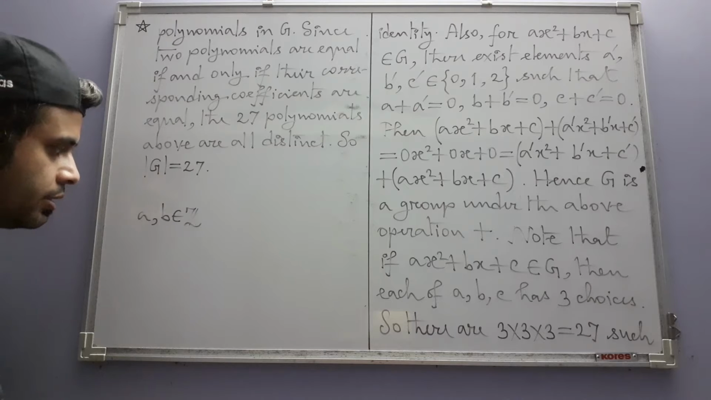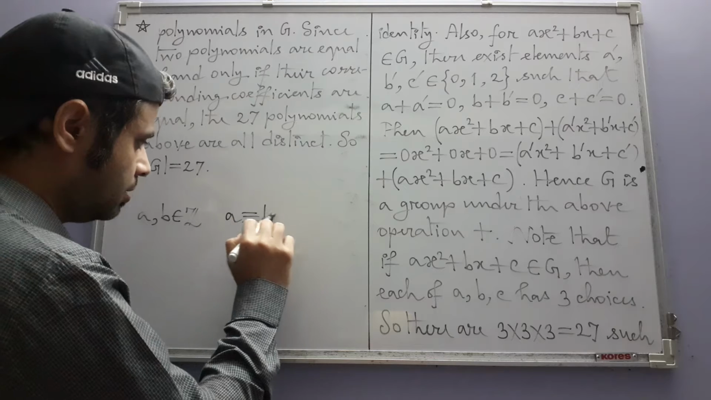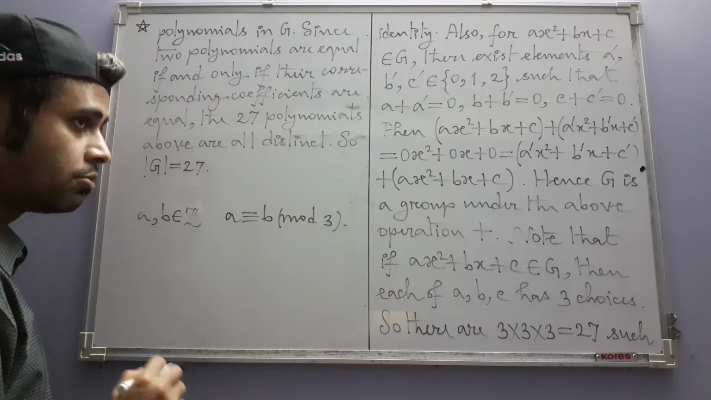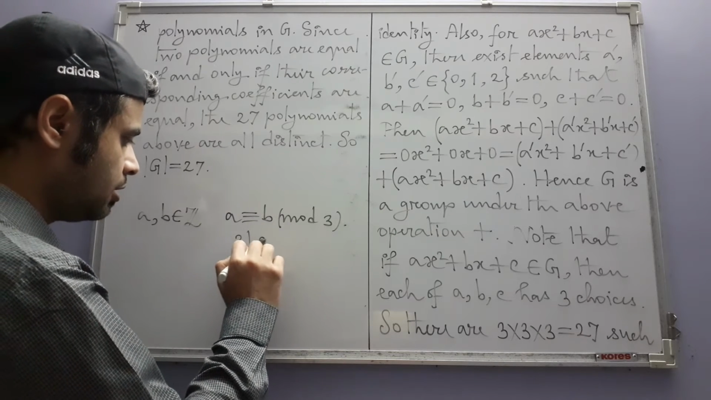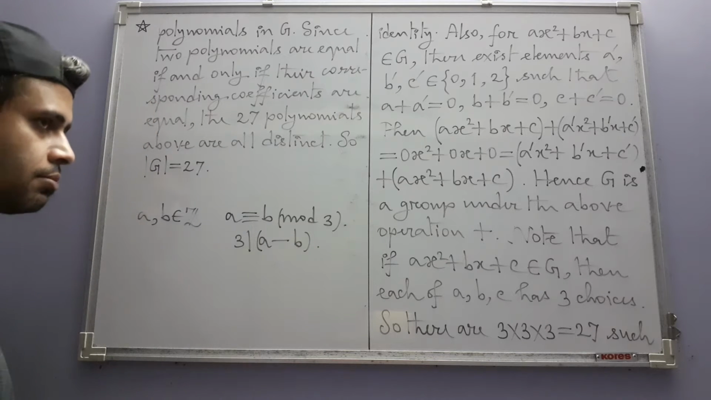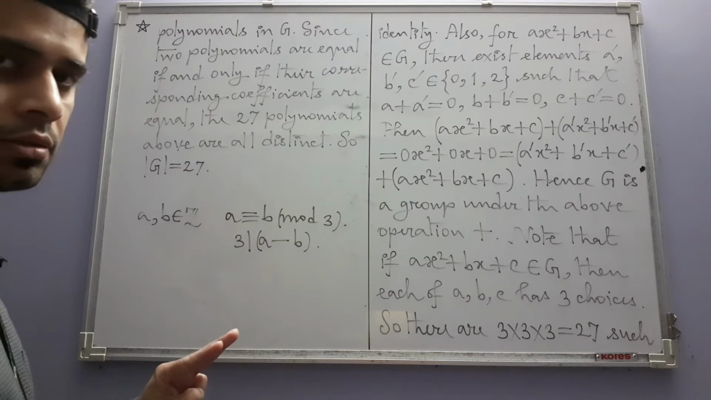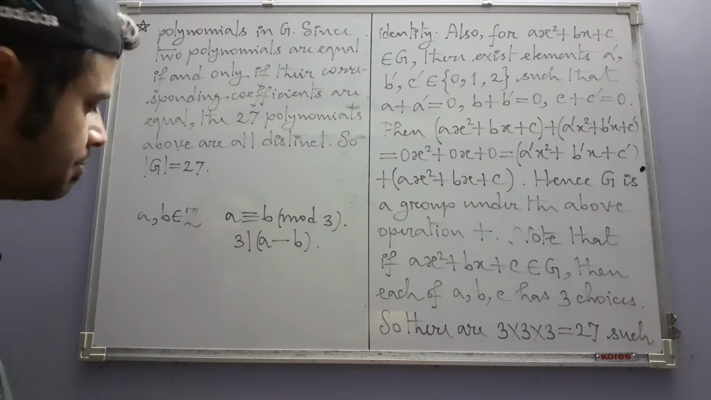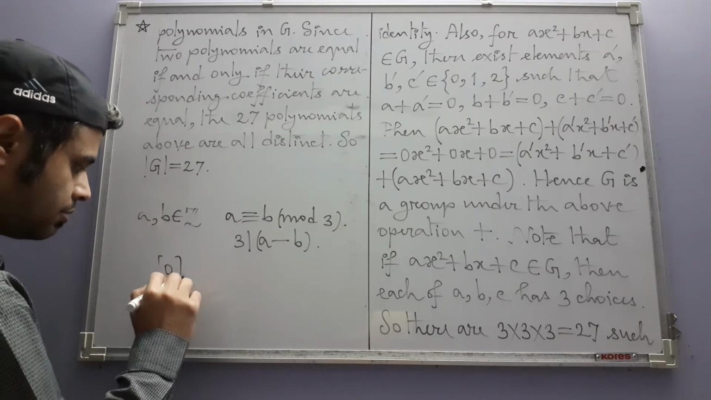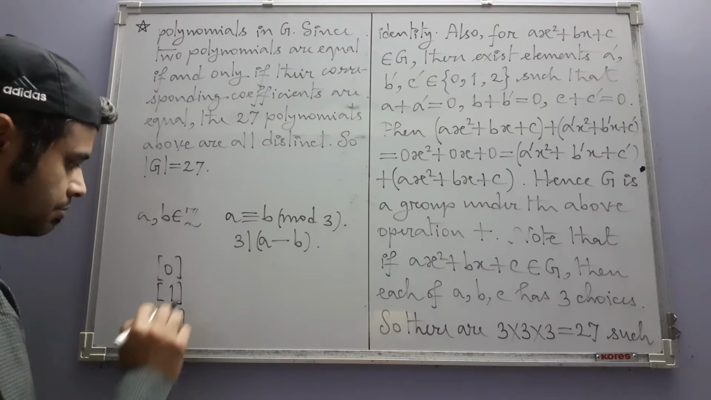Say we have two integers a and b. We say that a is congruent to b modulo 3 when 3 divides the difference a minus b. One can prove that this is an equivalence relation, and there are 3 distinct equivalence classes, and only 3 of them, which are, one of them is 0, the other is 1, and this one is 2.